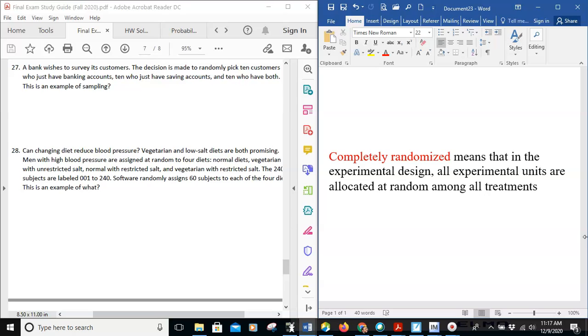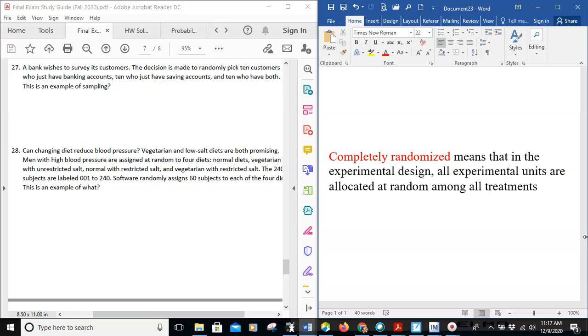Those are considered treatments to try to help the blood pressure. There's 4 different treatments. There's 240 men, and they say they're going to randomly allocate all of these men into these 4 diets. So they completely randomized everything because they don't know who's going where. They're just going to put them in there.